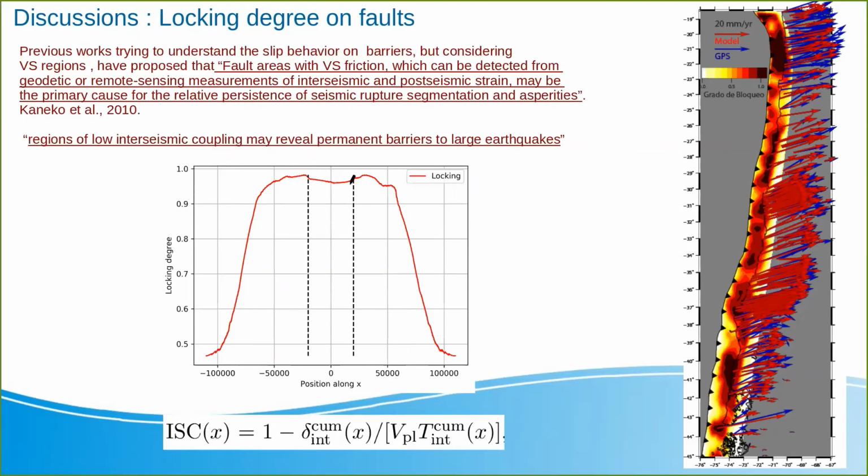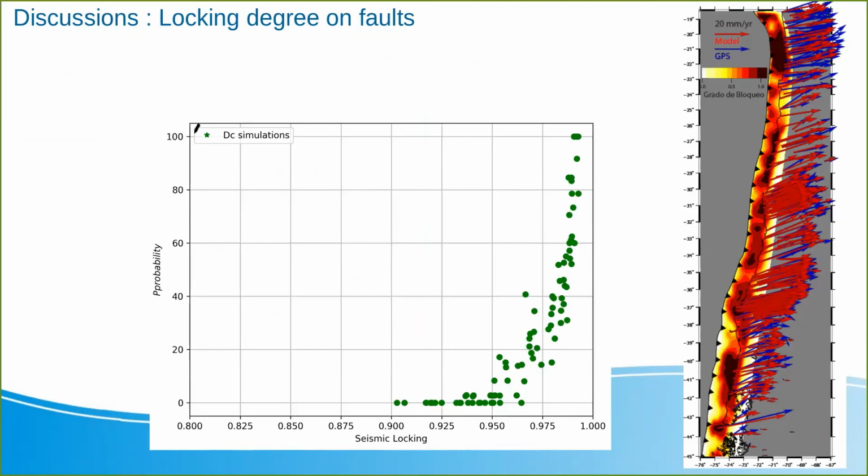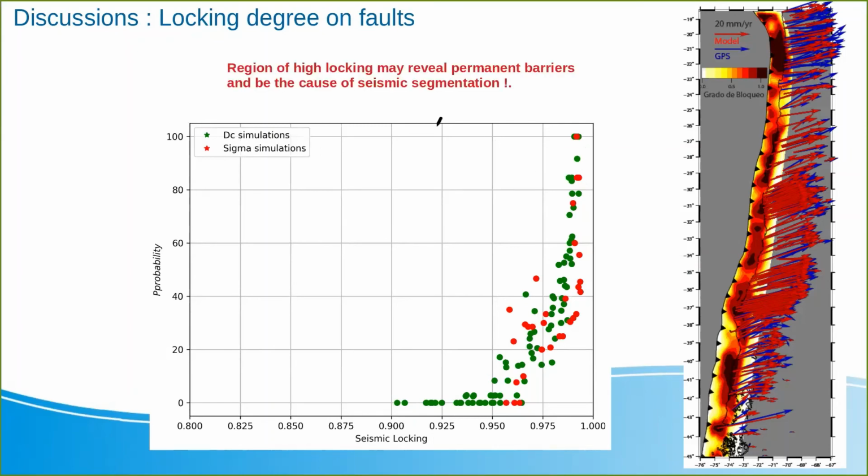When we take the average locking on the barrier for all our simulations and plot this locking degree versus the probability of rupture crossing the barrier, we have the following results. When the probability is 0, it means that the barrier is really persistent and no earthquakes are crossing it. So even when this probability is really low, the locking is really high. Of course, we have a tendency of increment, but it's really small, from 0.9 to 1. We obtain the same for simulations when we change the normal stress. So we can say that regions of high locking may also reveal permanent barriers, and be the cause of seismic segmentation, as our results are showing.